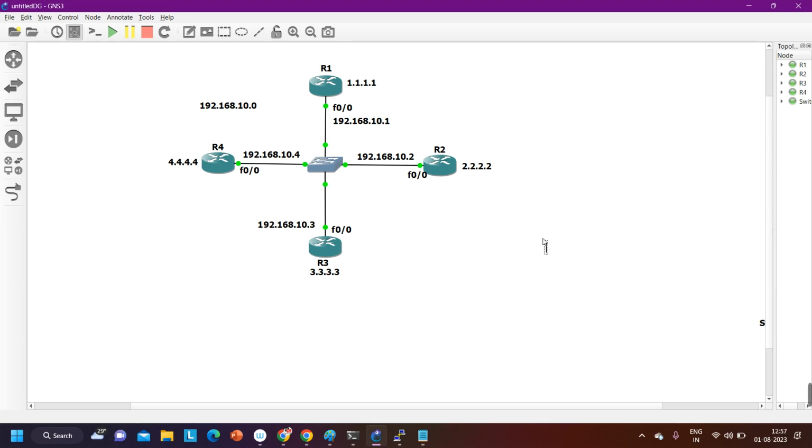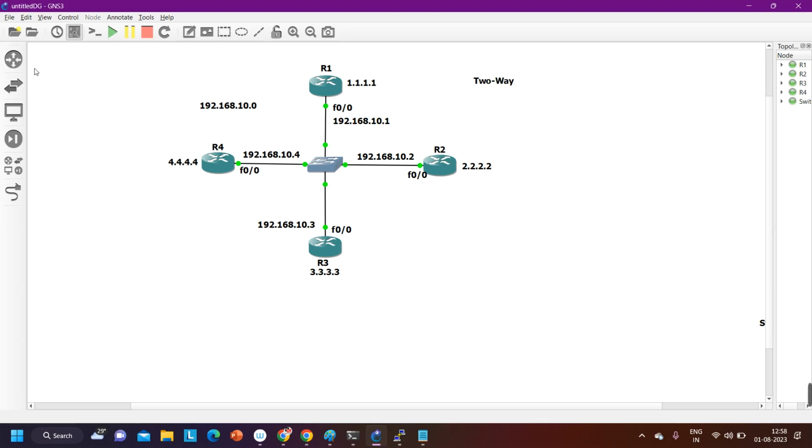I'm telling you guys very honestly that these are the things you need to keep in mind in this concept, DR and BDR. First of all, in which state of OSPF neighborship will the DR, BDR election happen? In two-way state. Okay, this is important. In two-way state, one router will become DR and other routers will become BDR.